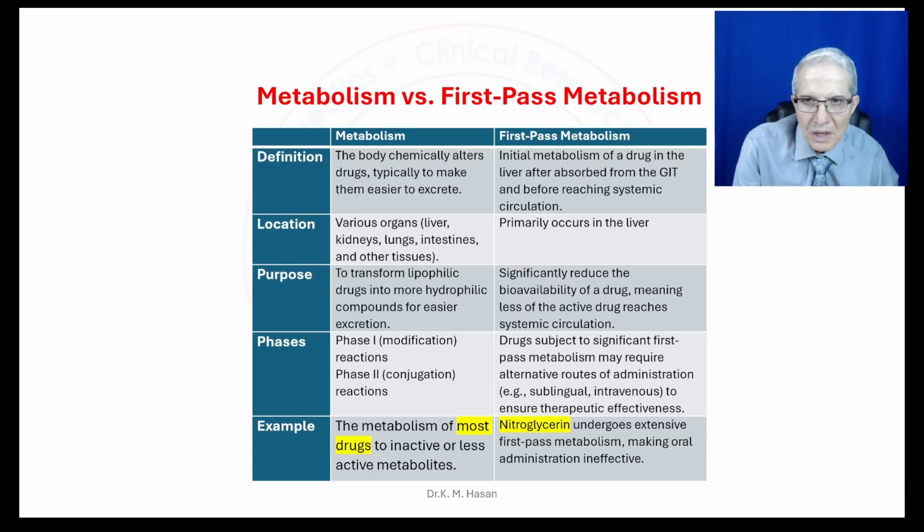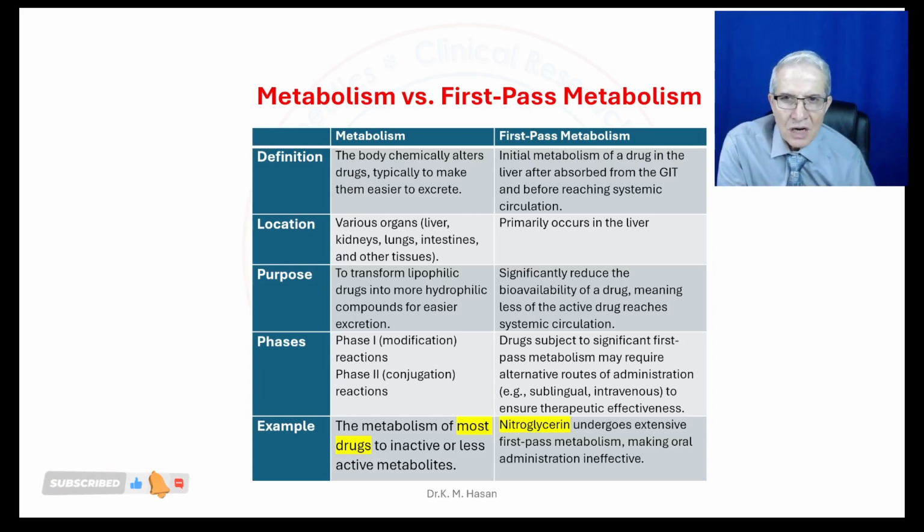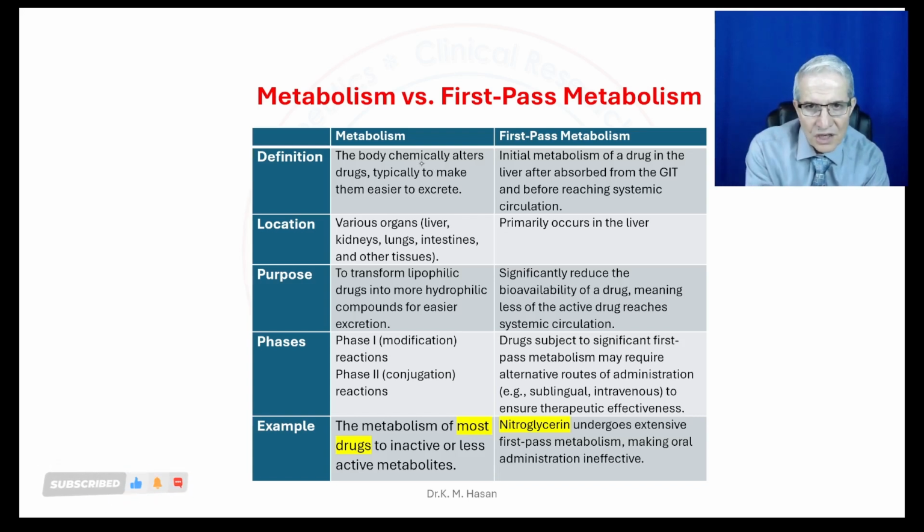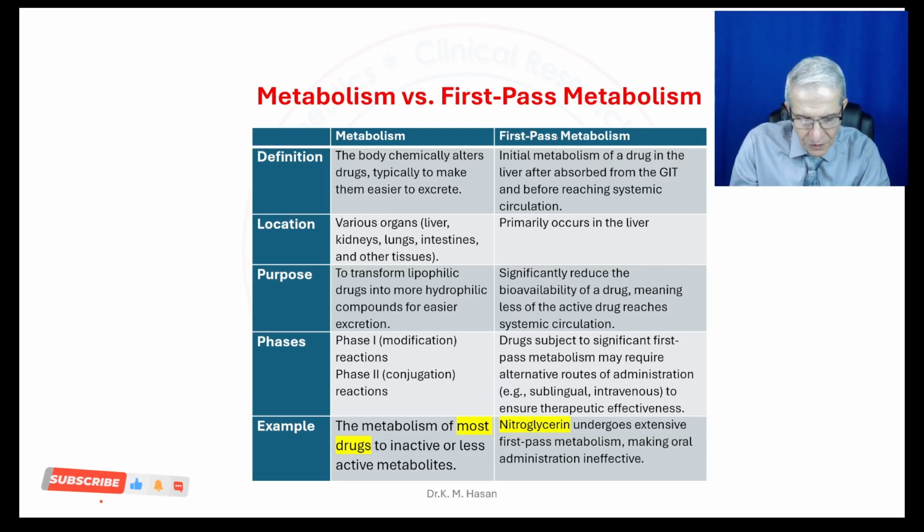What are the differences between metabolism in general and first pass metabolism? Important question in clinical practice and in clinical pharmacology. Do we need to differentiate between metabolism and first pass metabolism? If you go to the definition here for metabolism in general, the body chemically alters the drug, typically to make it easy to excrete. So in general the body will modify the medication. This is metabolism. Moving to first pass metabolism, here the initial step happens in the liver after absorption and before reaching the systemic circulation.